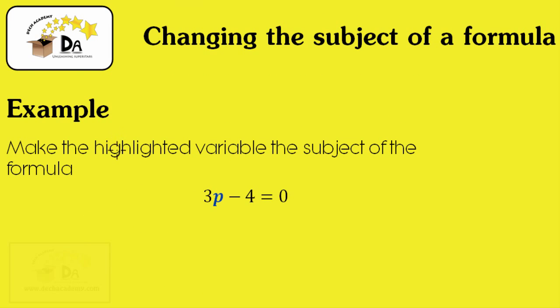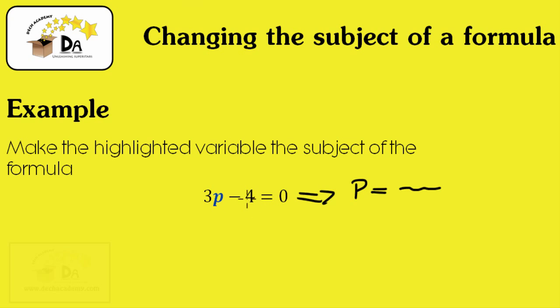Here's another example. Make the highlighted variable the subject of the formula. In this case, the highlighted variable is p. It's highlighted in blue. So we want to go from this equation to an equation of the form p equals something. To start with, as you can see, you have a 3p and you have minus 4 on the left hand side and you have 0 on the right hand side.